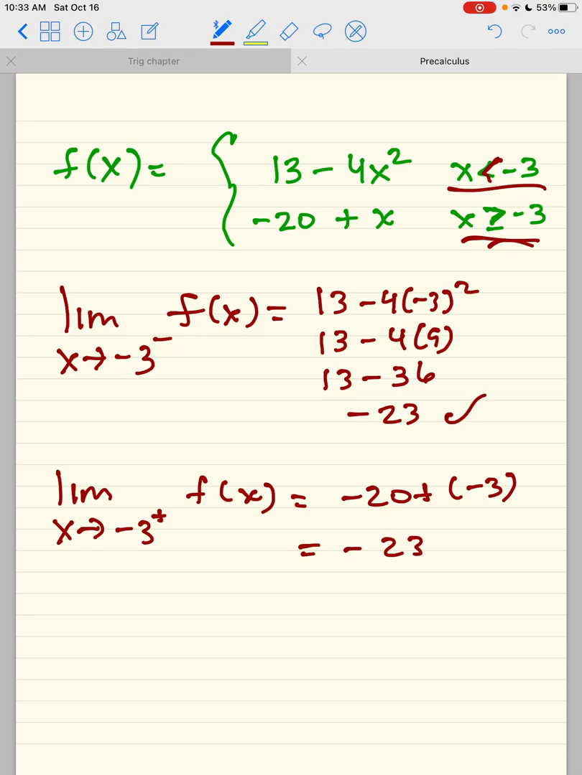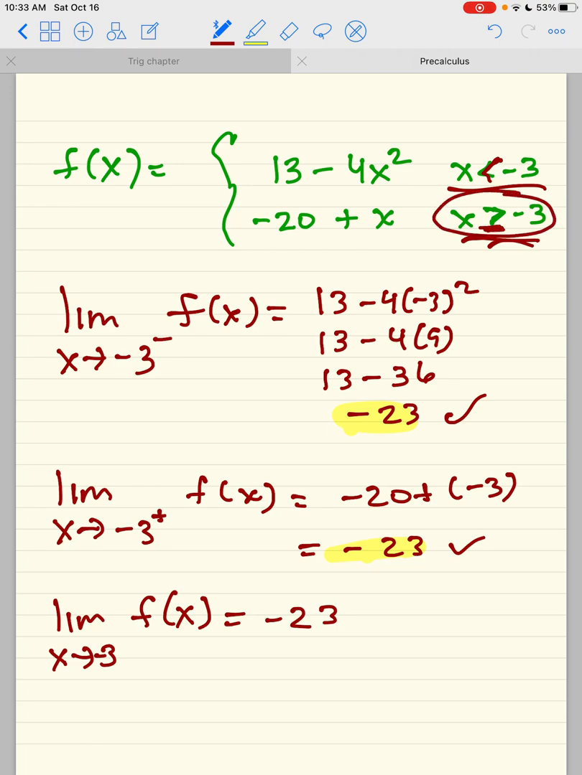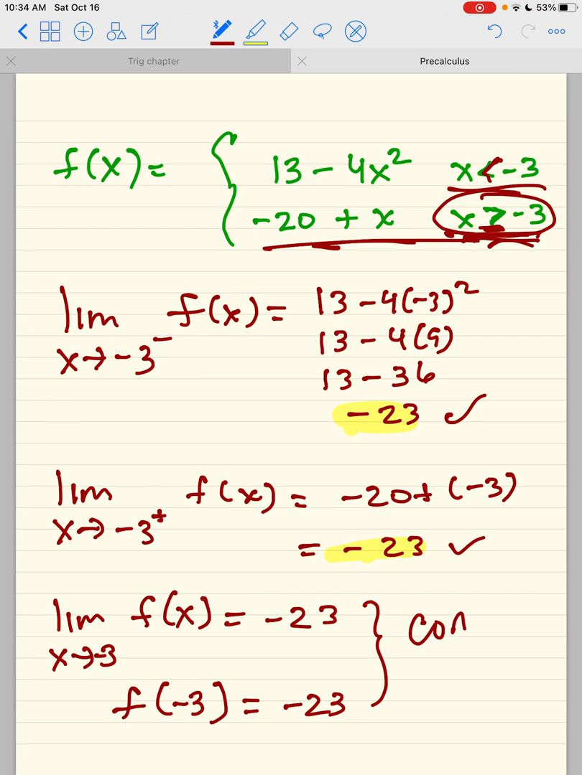Great. These two match, but that doesn't mean it's continuous. That just means the next step is true, that the limit as x approaches -3 in general is -23, because these match. And now you need to look for the equal sign. Fortunately, the equal sign is part of this piece down here, and we already figured it out. So that's going to equal -23. Since all four of these numbers match, this is continuous.